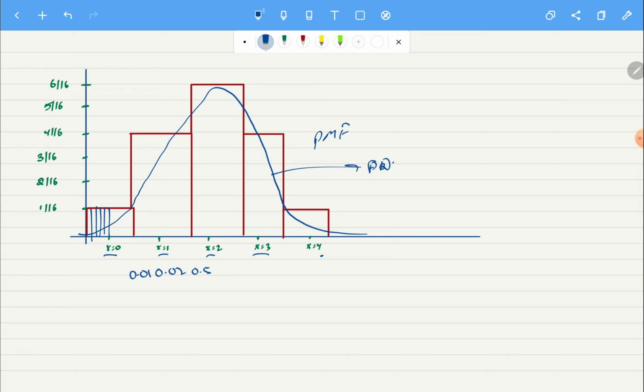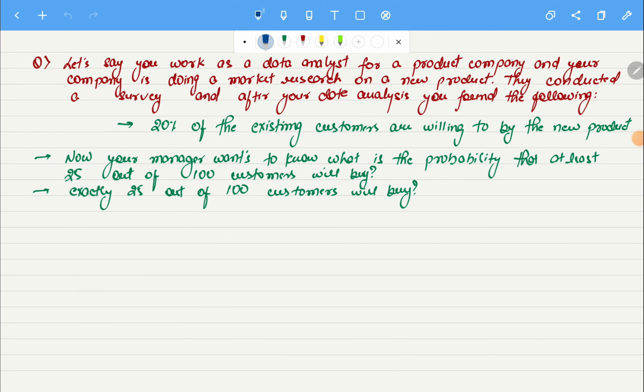probability density function. Now let's take a real case scenario where you are working as a data analyst for a product company, and your company is doing a market research on a new product. They conducted a survey, and after your data analysis, you found the following.